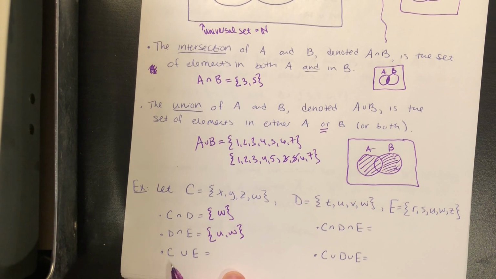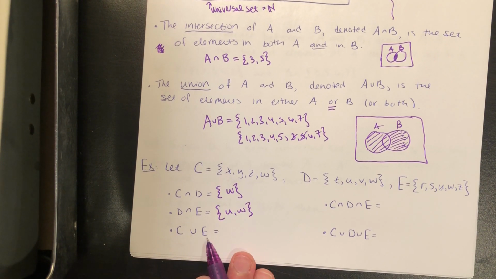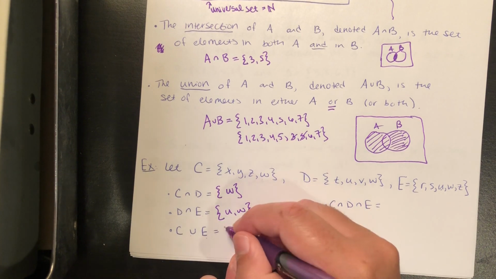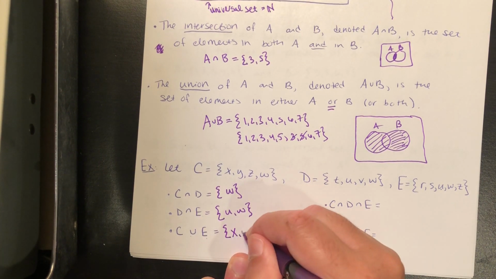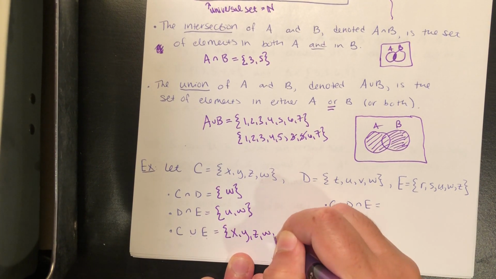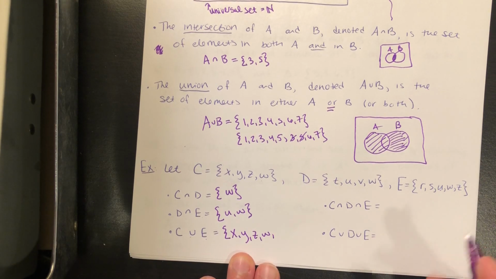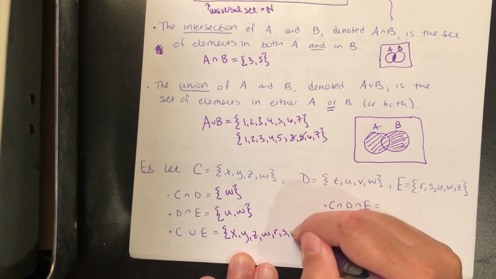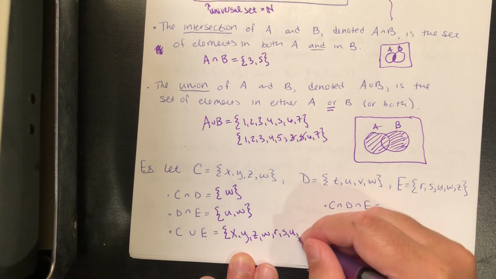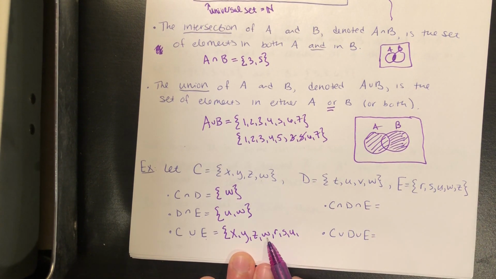And the union, C union E, is a collection of everything in C along with everything in E. So I'm just going to list out all my elements of C: X, Y, Z, W. Then I'm going to list out all my elements of E: R, S, U, W. Oh, careful, we don't want to list W twice because we've already listed it. And I don't want to list Z twice, I've already listed it. So I'm just going to end my set here. So that's what I get for the union.